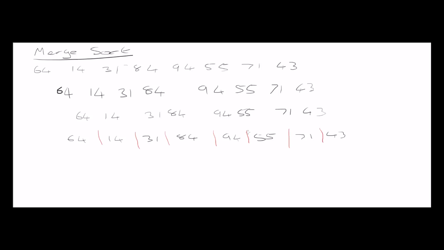And that's how the first part of the algorithm works. We split the list in half each time until we get 8 lists with 1 number in each list.